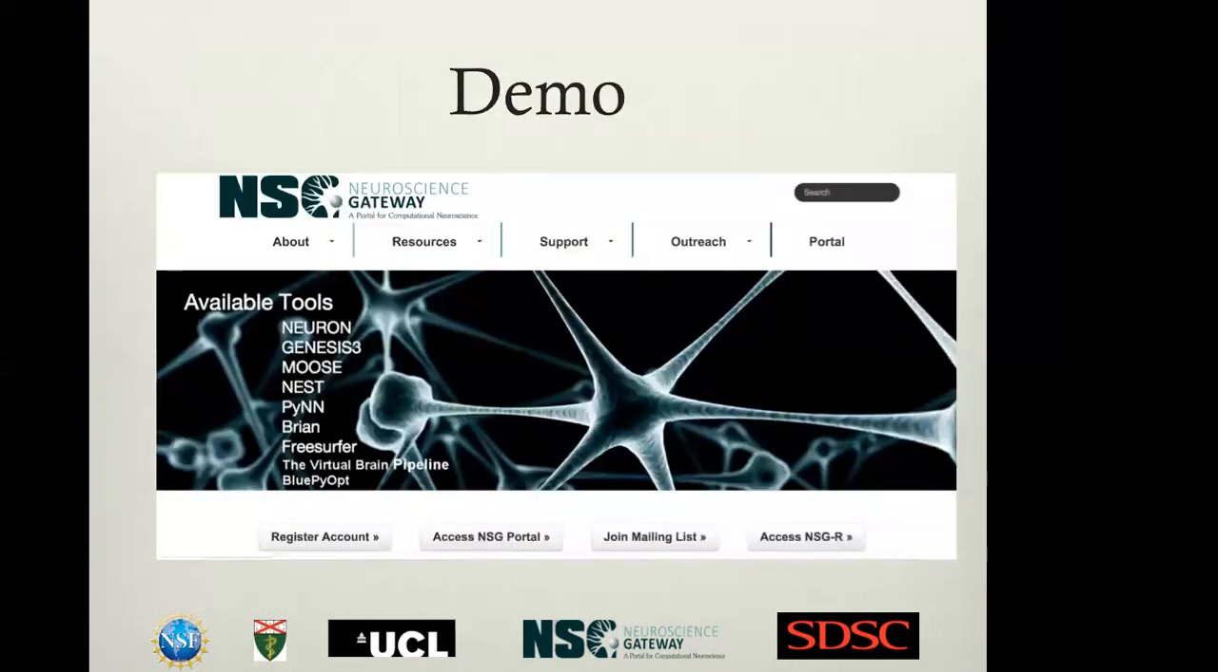So let me quickly show a demo of how a user can use the Neuroscience Gateway portal to submit jobs to the backend HPC resources. As I mentioned, this should be fairly simple and straightforward for a user. When they come in, they upload the model, they point and click, and they should be able to get the results. So let me show you a quick demo.